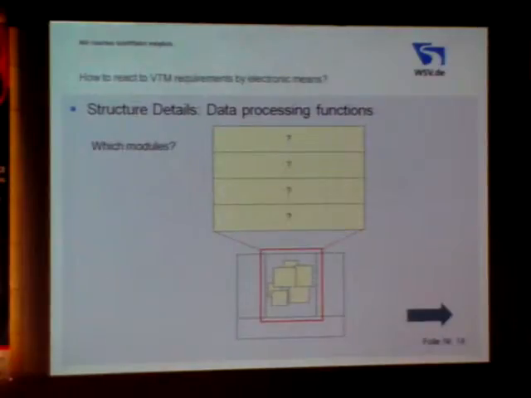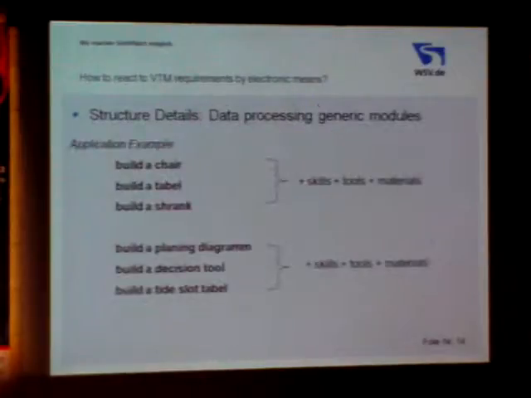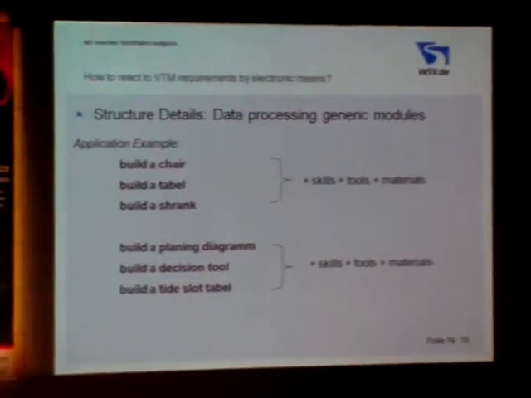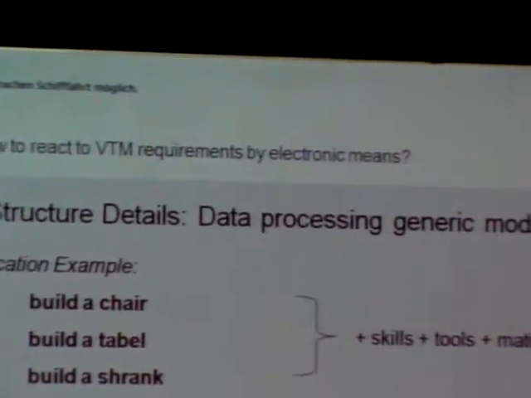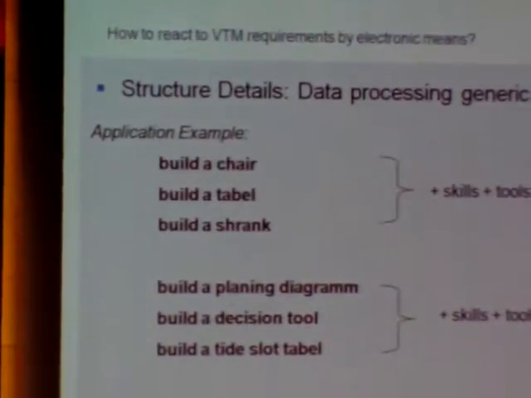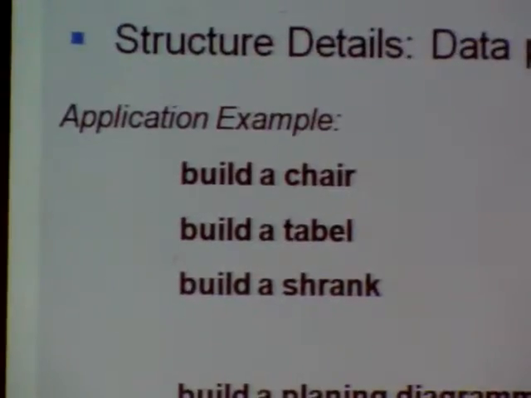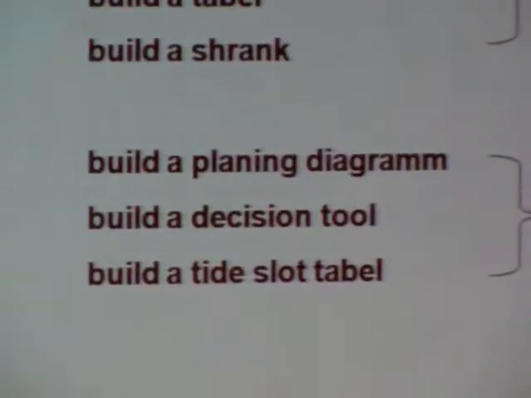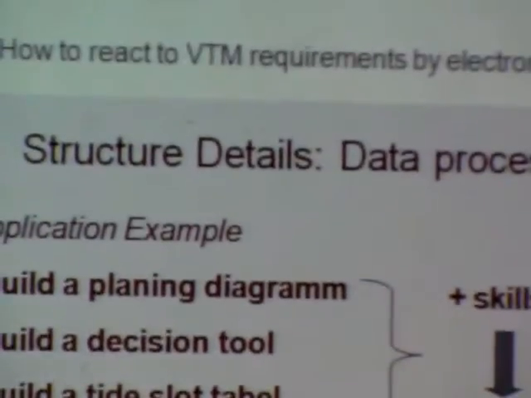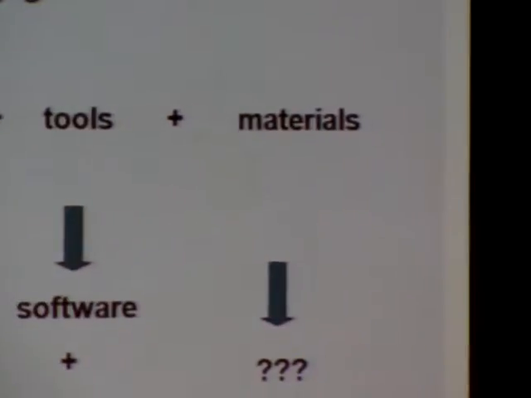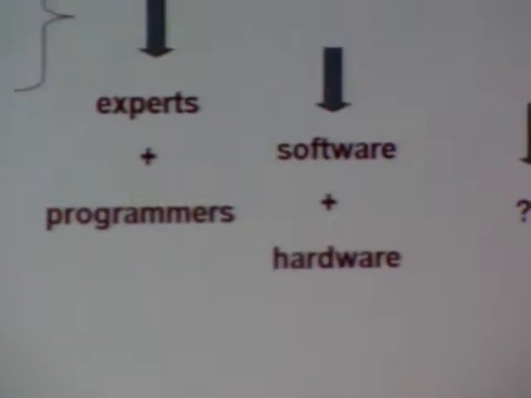But what kind of modules? What are the right modules for the data processing functions? I made a little example, it's a really easy one. So, application example: if you want to build a chair or a table or a shrink, you need skills, tools and materials. If you want to build a planning diagram or decision tool or tide slot table, you also need skills, tools and materials. Of course, you need some other skills. You need the experts, and that are the user's input. What do the users really want? And that are the programmers to bring that into running software.